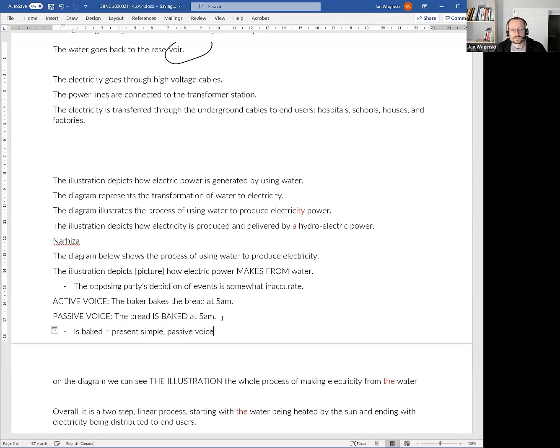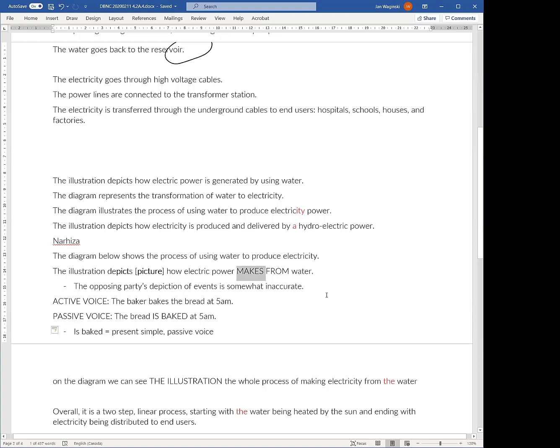If someone asks you, when was the room cleaned? It was cleaned yesterday. They're not going to say, when did the cleaners clean the room? Because that's redundant. Cleaners clean the room, so you don't need to say cleaners. When was the room cleaned? The room was cleaned yesterday at 6 o'clock after work. That's how you use it. Okay, so the illustration depicts how electric power is made from water. That's it.